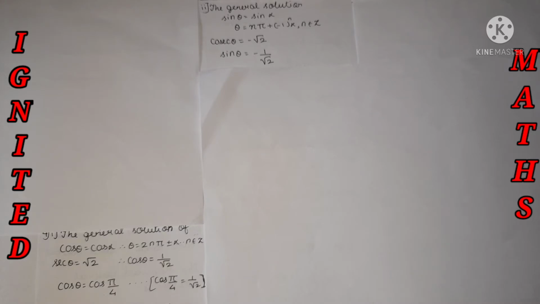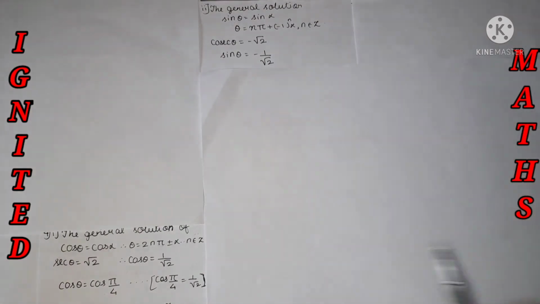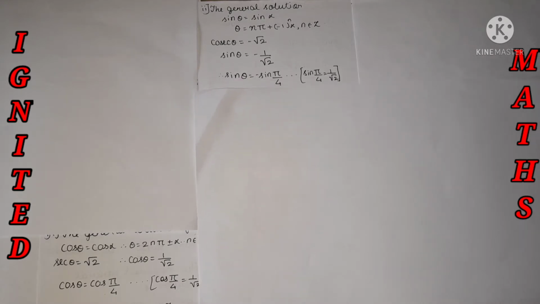First identify 1 by root 2. What will be the value according to the trigonometry tables? It's nothing but sine of pi by 4 is equal to 1 by root 2. But it's in the minus, so according to the trigonometric function of the allied angles, we will do it. Still sine pi by 4 is equal to 1 by root 2. So sine theta is equal to minus sine pi by 4.